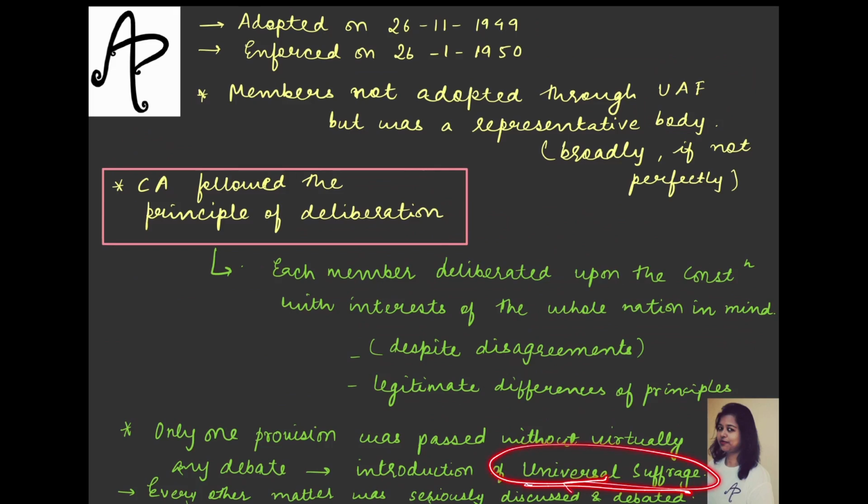उसके पहले क्या होता था? Different criterias were there for voting rights, ठीक है, before independence. वो सब हम modern में बात करेंगे. So that was accepted by everybody, and every other matter was seriously discussed and debated.